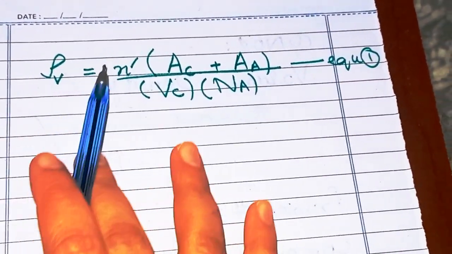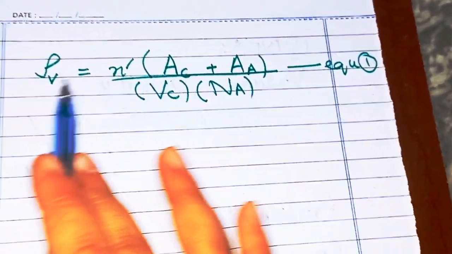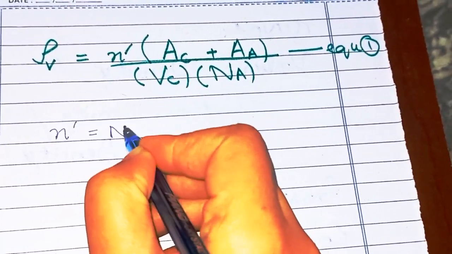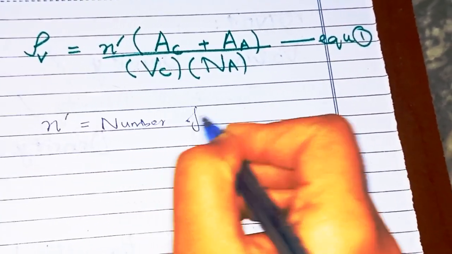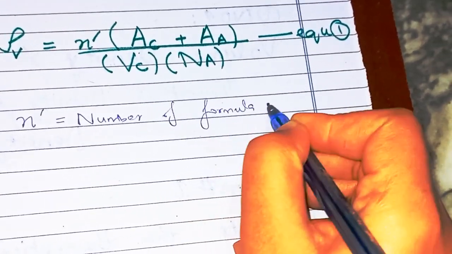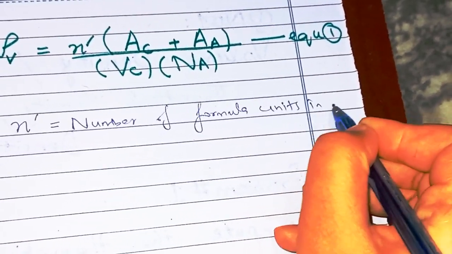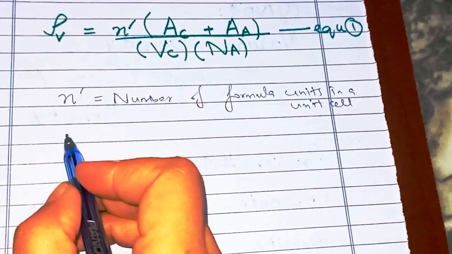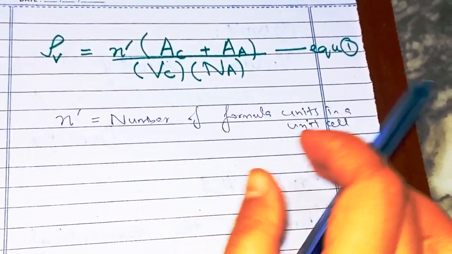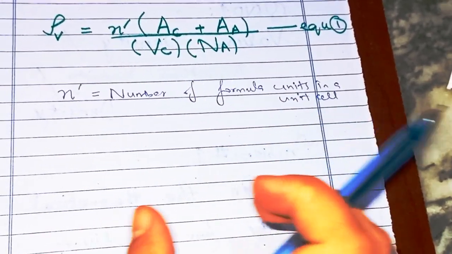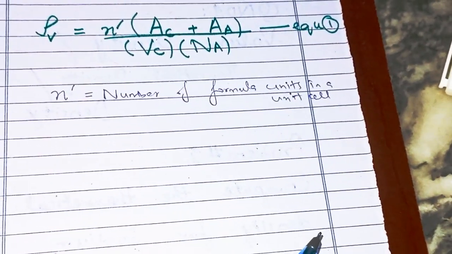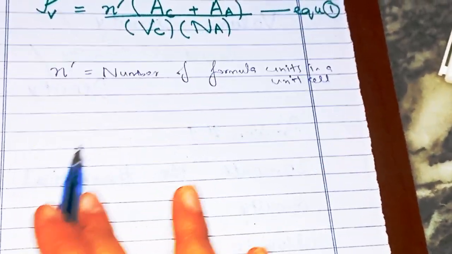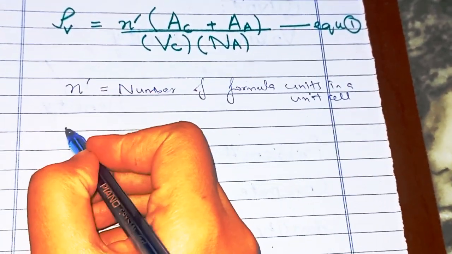And let me tell you what each of these terms means. Here n prime is the number of formula units in a single unit cell. We know that ionic compounds have formula units, and it's actually the net number of NaCl pairs we have inside a single unit cell. I'll tell you what it equals for NaCl.